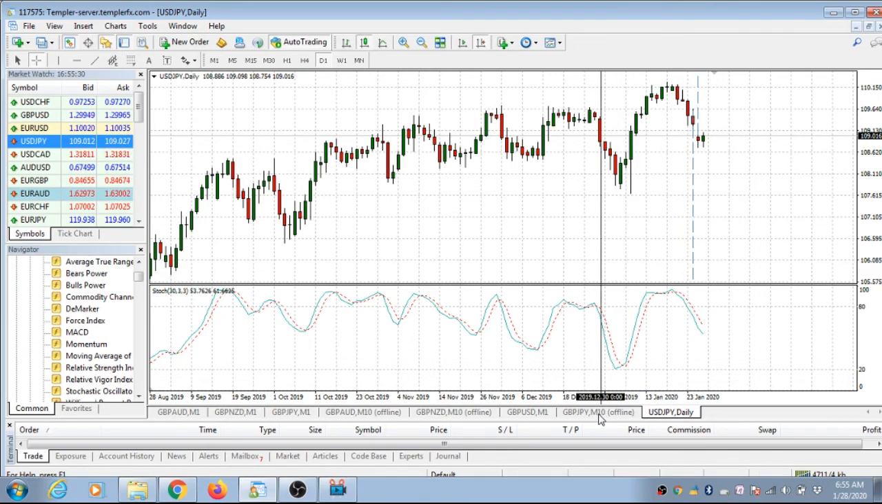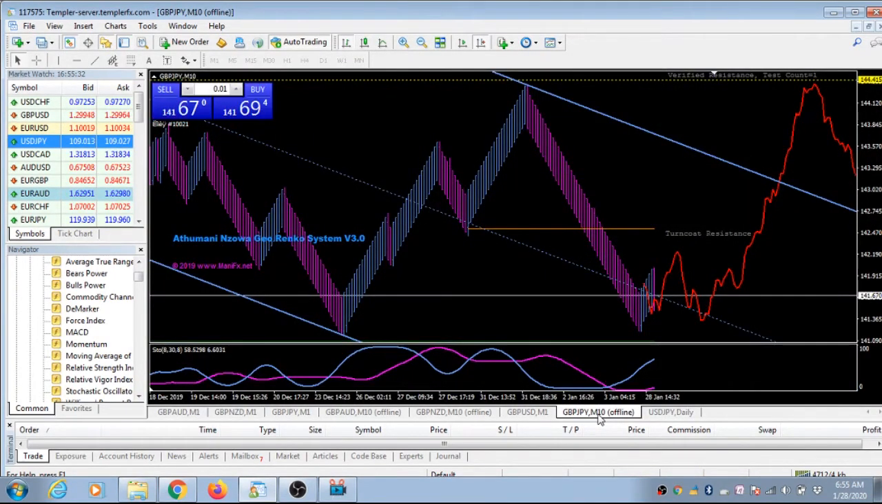When it comes to Renko charts, it is only governed by price. It's not governed by volume, and it's not governed by time. As you can see, the time frames here are inactive. M1 is inactive, all of these time frames are inactive, so it means that it's not governed by time.